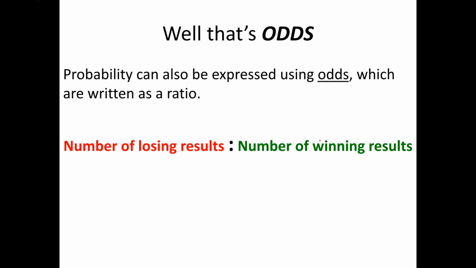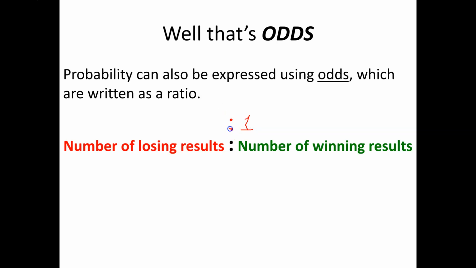So let's think about flipping a coin. There are two possible results to flipping a coin, heads and tails. Say that you win if you flip the coin tails. So let's look at how many losers we have and how many winners we have. Well, we know that we win if we flip tails. So the number of possible winning results is 1.